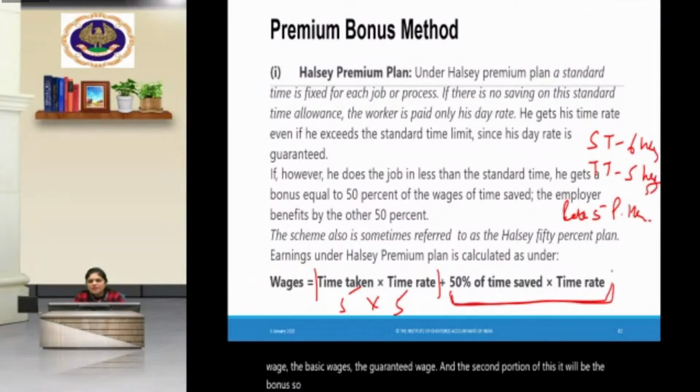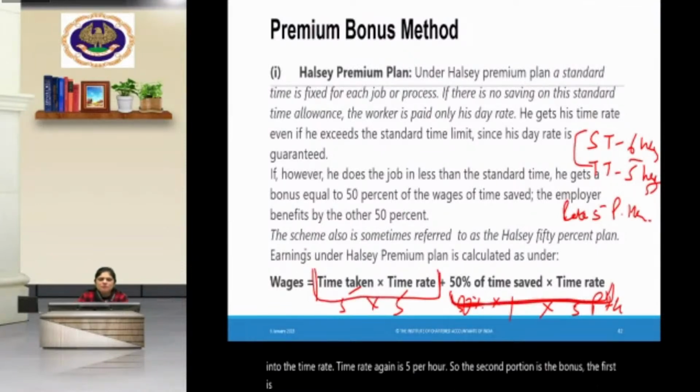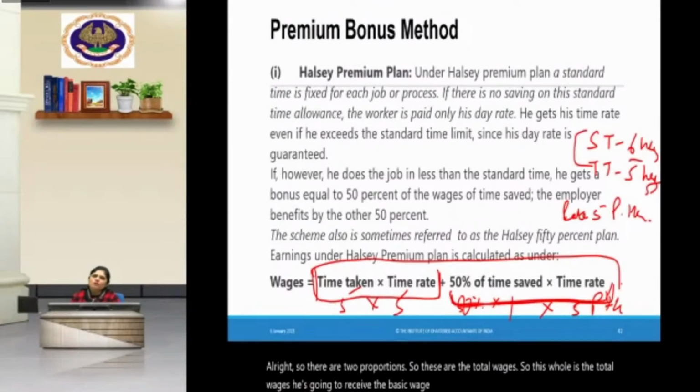So how much did he save? He saved 1 hour, 6 minus 5. He was supposed to do the work in 6 hours, and he did the work in 5 hours. He saved 1 hour. So 50% of time saved, that means 50% of 1 hour, he will be paid bonus for half an hour, into the time rate. The time rate again is 5 per hour. So the second portion is the bonus. The first is the normal basic wage, which every worker will get on the basis of the time taken. So there are two portions. This whole is the total wages he is going to receive: the basic wage plus the bonus for completing the task in less than the 6 hours.